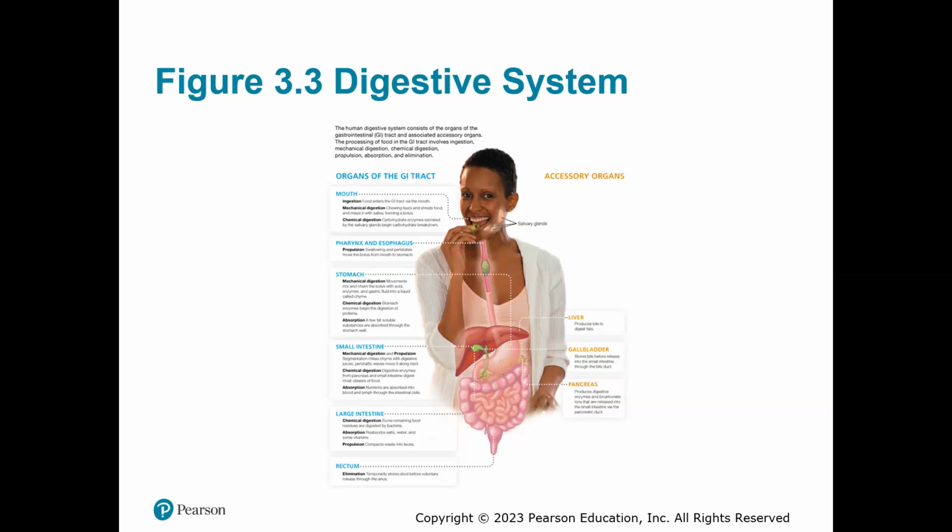As far as the accessory organs are concerned, again, the liver produces bile that helps to digest fat, but then it is stored in the gallbladder before it's released into the bile duct and into the small intestine. And then the pancreas is a really important organ for digestion. It makes enzymes, a lot of enzymes that we need to digest our nutrients, but it also makes bicarbonate, and bicarbonate is going to help us neutralize that acid that's coming from the stomach.